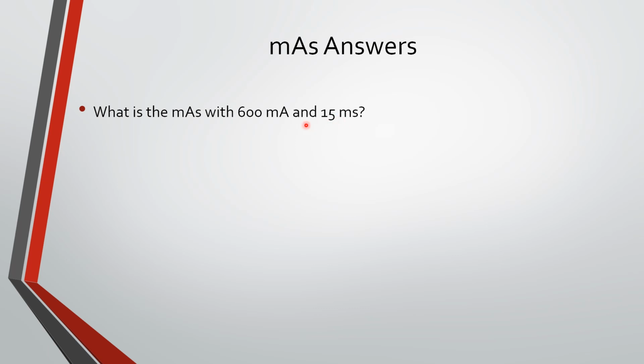So we can just divide this 15 by 1,000 to get the milliseconds into seconds. If we divide by 1,000, we're dividing by 10, dividing by 100, dividing by 1,000, right? We're going to have 0.015 seconds times 600 milliamps, and we do that right here, and we get 9 mAs for the answer.